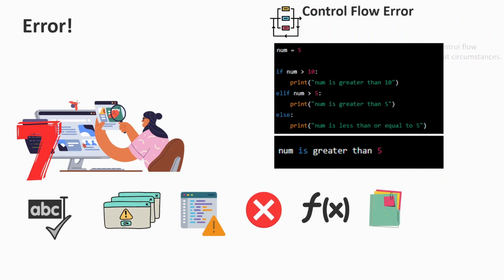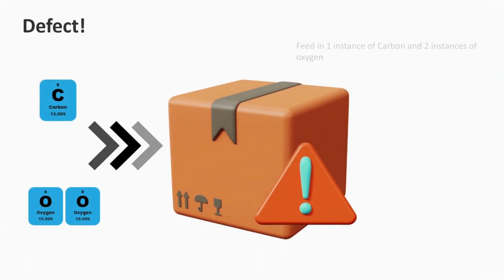Control flow error. When there is a deviation in software's control flow, which outlines what it will do next and under what circumstances, it results in control flow error. In this example, we are using if, elif, else to print a number depending on the value passed. We are getting an unexpected output. If we replace the elif num greater than 5 with if num greater than 5, we will be able to rectify the error. Moving on, defect.